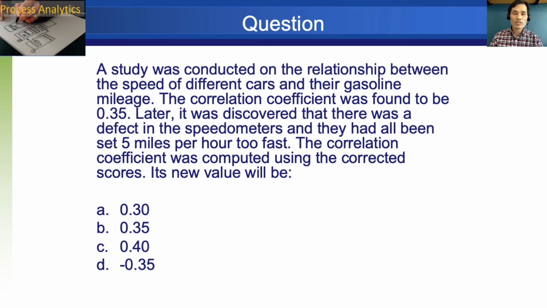Let's go over a few questions. First question. A study was conducted on the relationship between the speed of different cars and their gasoline mileage. The correlation coefficient was found to be 0.35. Later, it was discovered that there was a defect in the speedometers and they had all been set 5 miles per hour too fast. The correlation coefficient was computed using the corrected scores. Its new value will be, what will that be? The answer is B, 0.35. Because it's regularly subtracting 5 miles, it does not really affect the correlation itself.